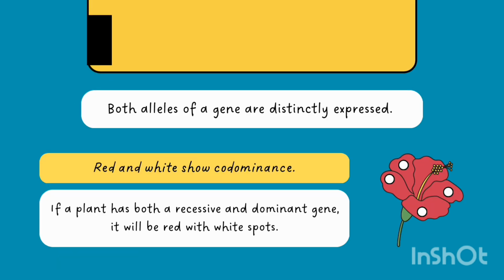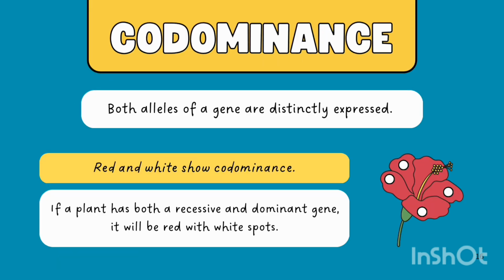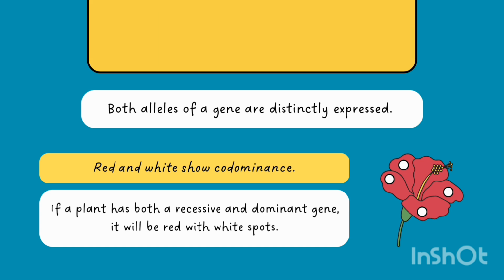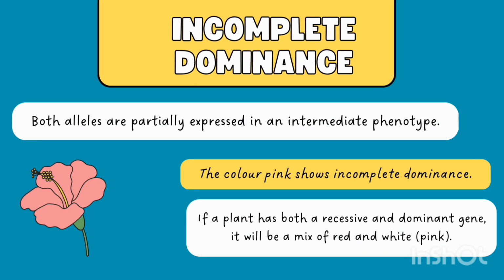None is dominant to the other. Codominance: both alleles of a gene are distinctly expressed. Red and white shows codominance, as you can see on the flower. If a plant has both a recessive and a dominant gene, it will be red and white.